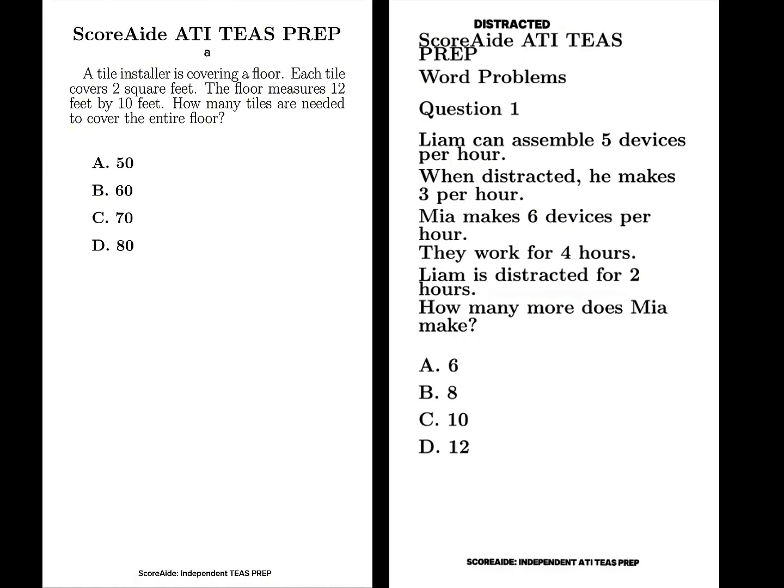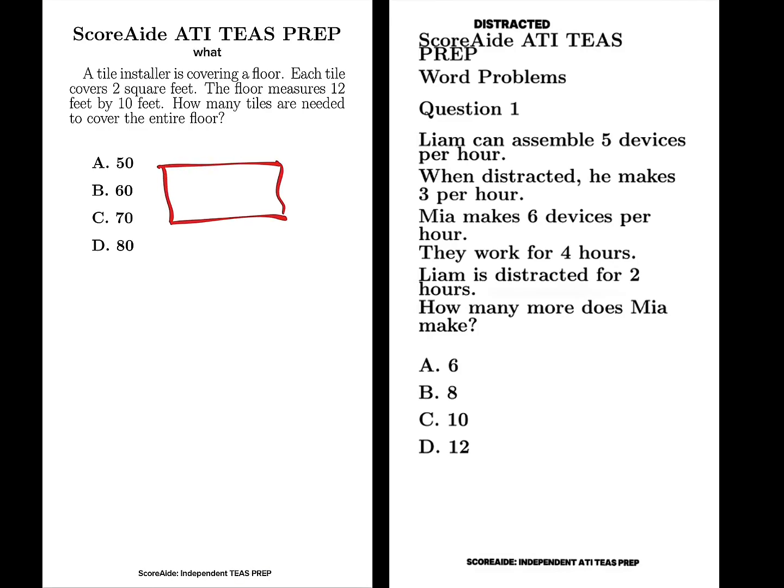A tile installer is covering a floor. Each tile covers 2 square feet. The floor measures 12 feet by 10 feet. How many tiles are needed to cover the entire floor? So if we know the entire area, we can now look at the entire area in terms of the number of tiles, right? Now let's illustrate.